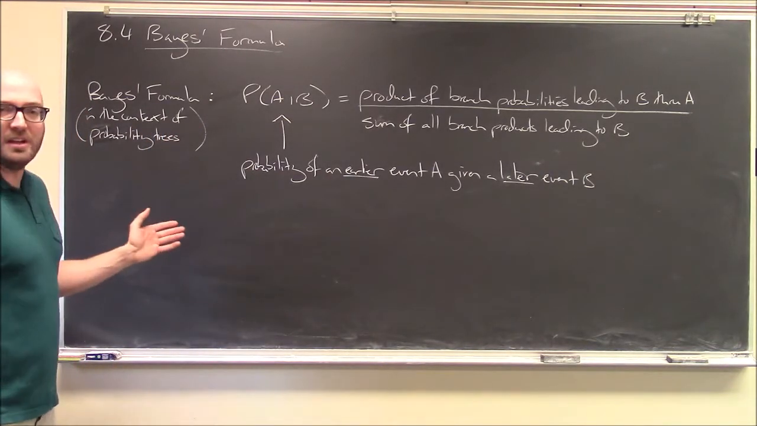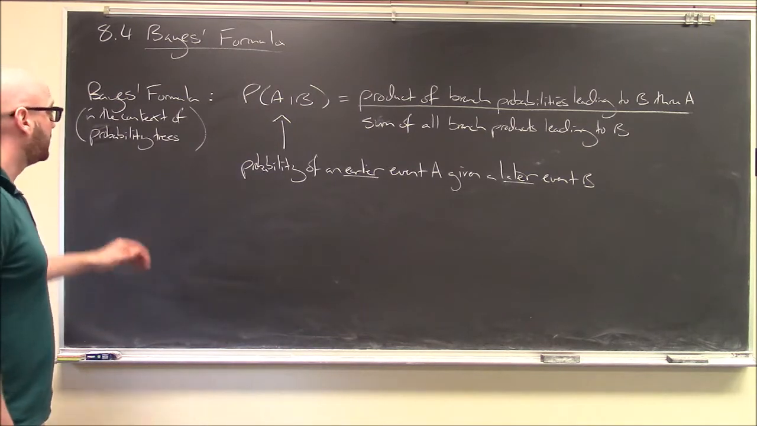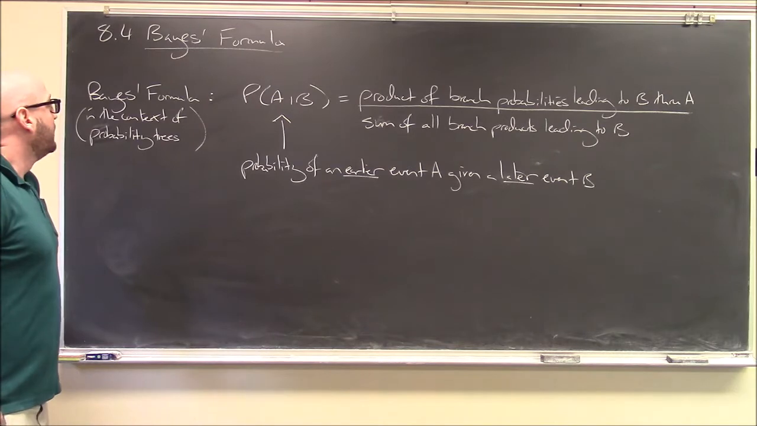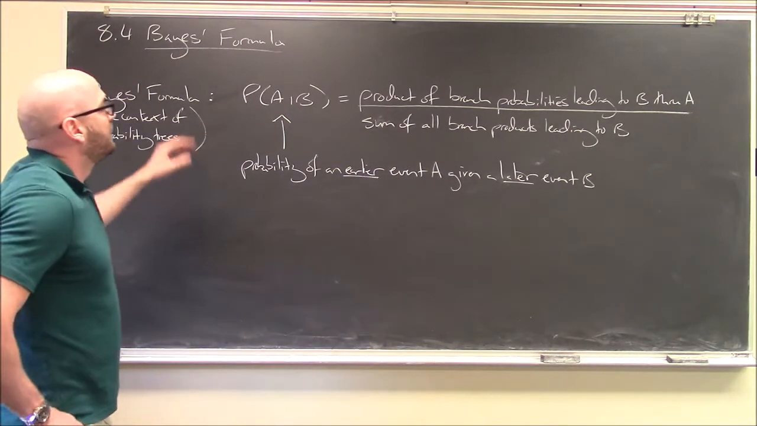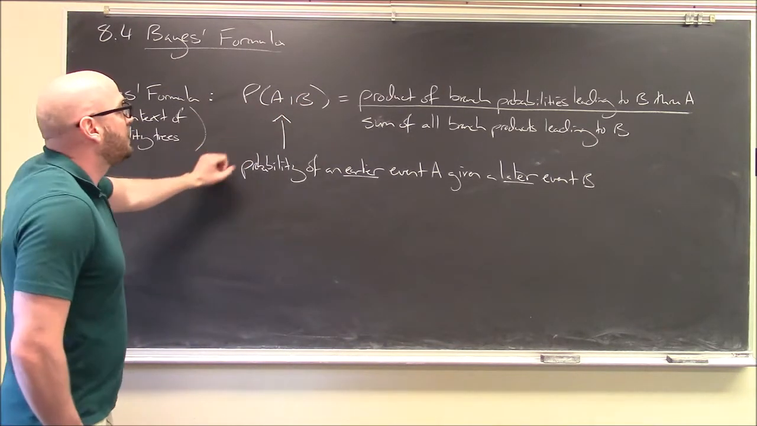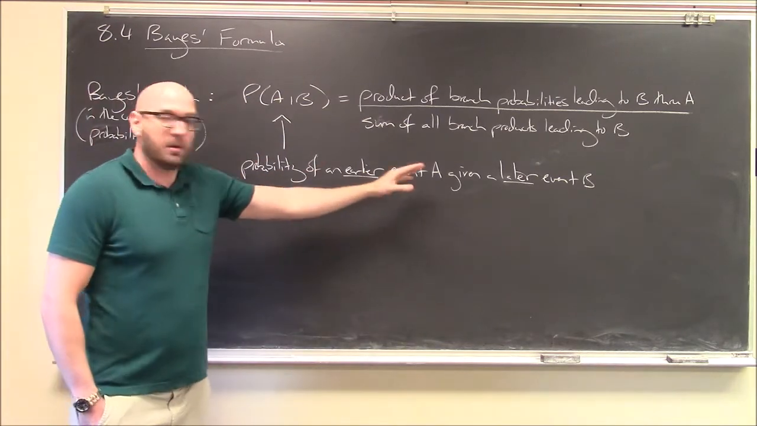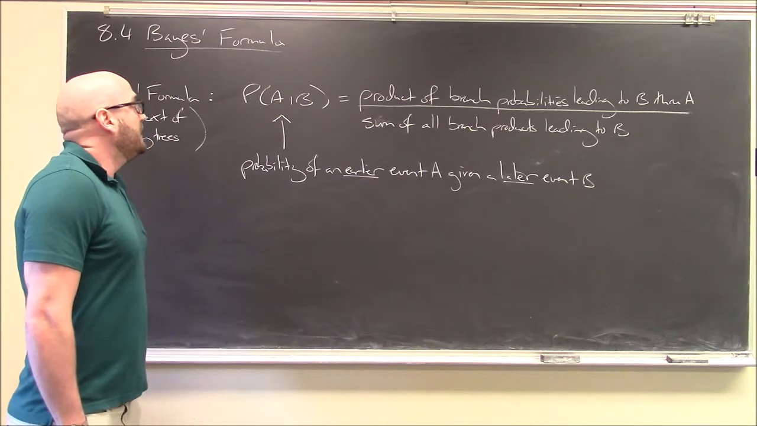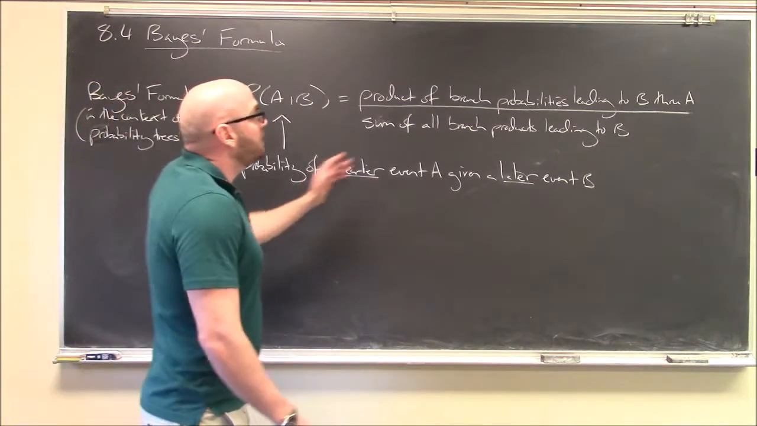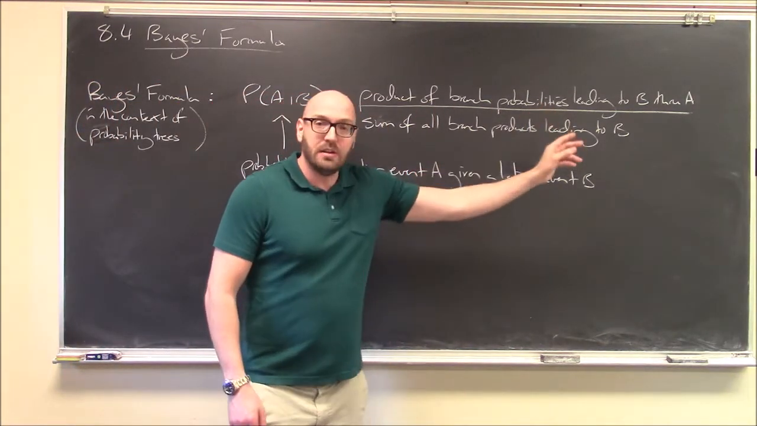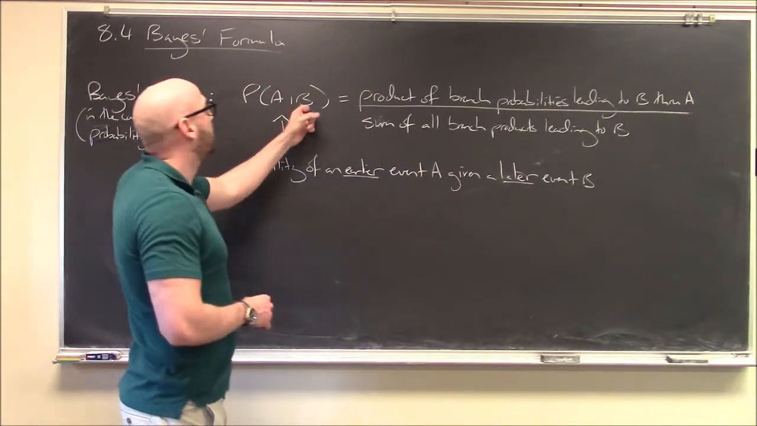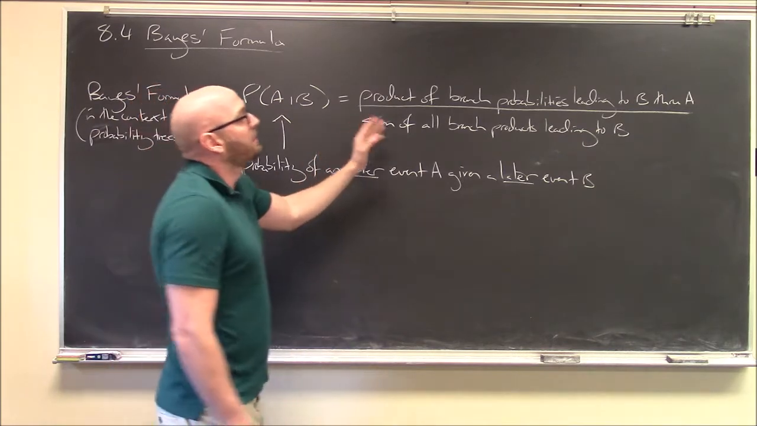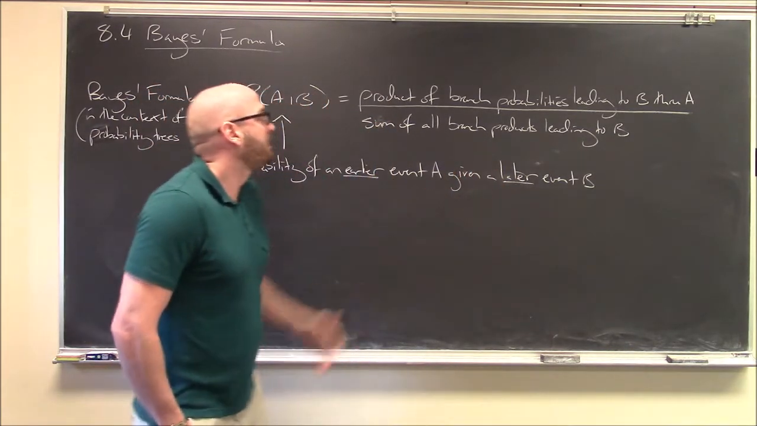And I'm only really going to use Bayes' formula and talk about it in the context of probability trees, like we drew at the end of the last section. So here's Bayes' formula in a nutshell. It's the probability of A given B, but here I'm talking about the probability of an earlier event A given a later event B. And the way you compute this is you take the product of all your branch probabilities leading to B through event A, and then you scale it, you divide it by the sum of all branch products that lead to B.